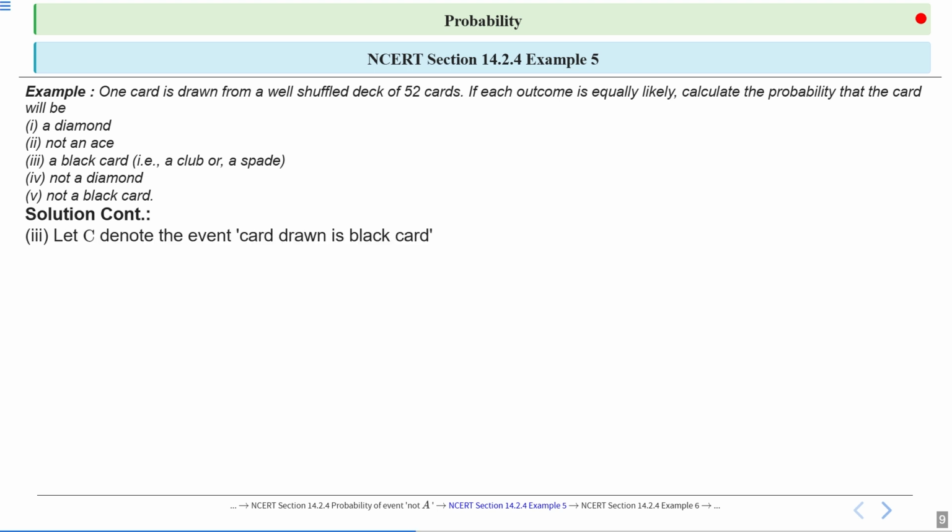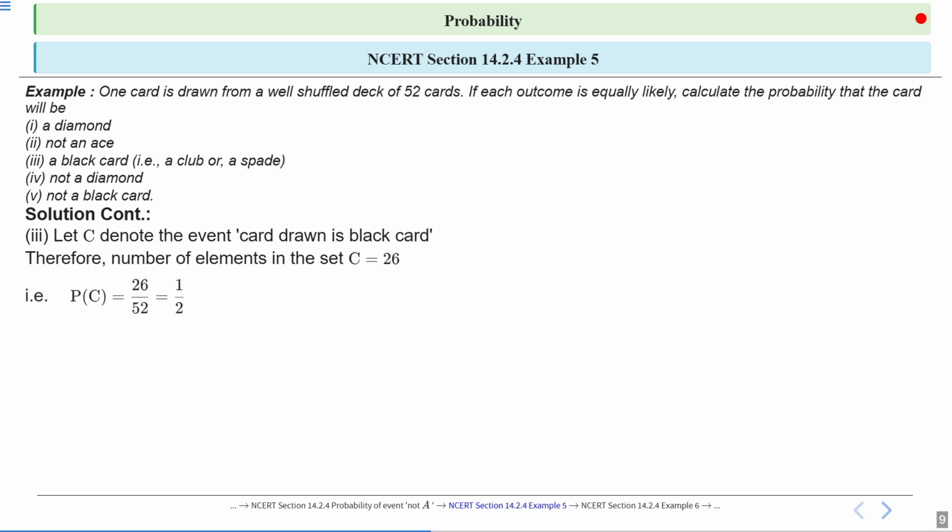So let C denote the event that the card drawn is a black card. How many black cards are in a well shuffled deck of 52 cards, students? The number of elements in set C is equal to 26, because in a well shuffled deck of 52 cards, there are 26 black cards. So the number of elements in set C is nothing but 26.